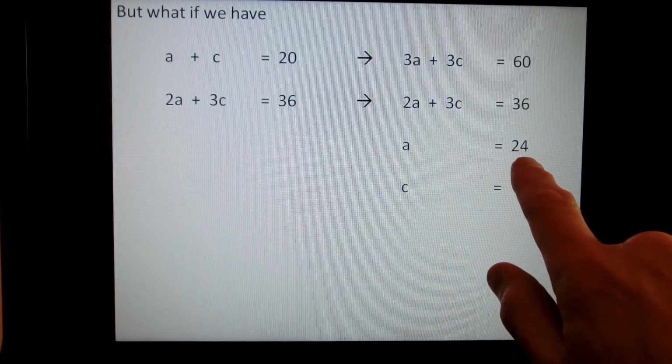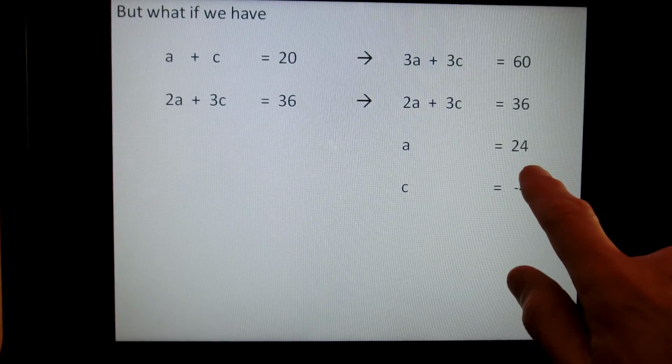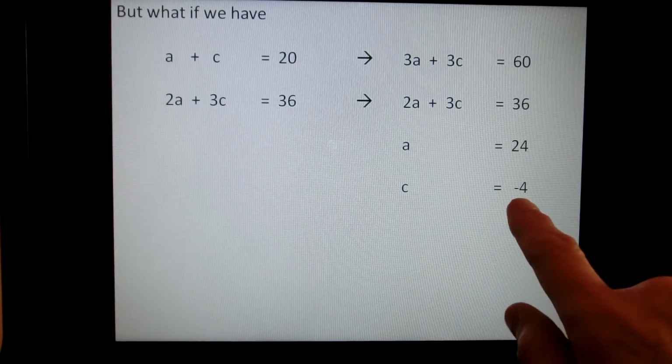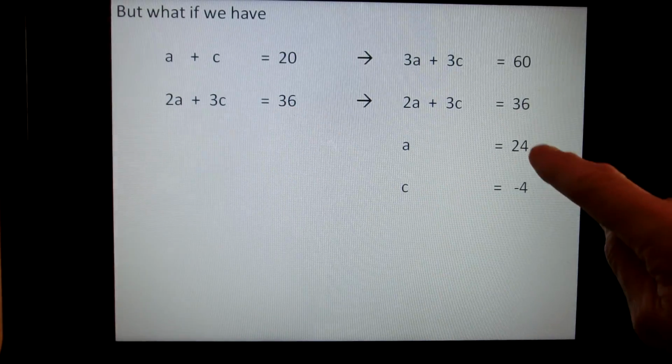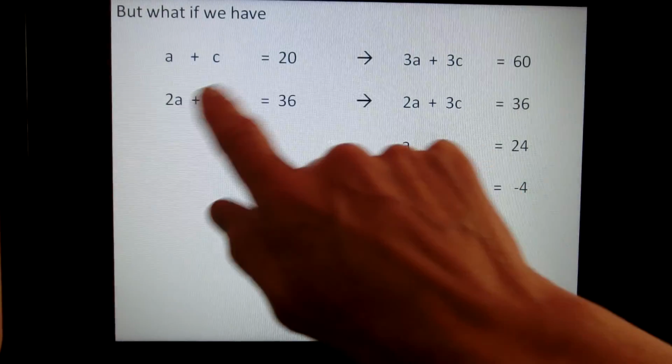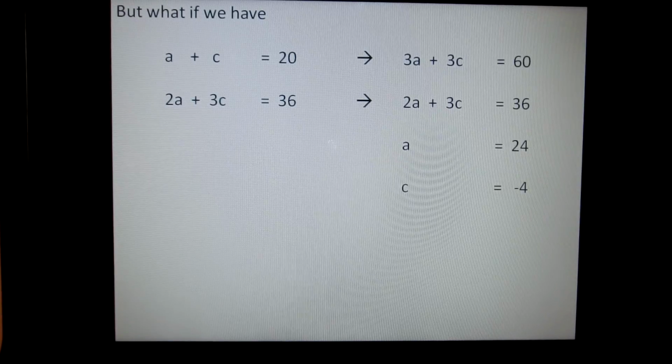2 lots of 24 is 48. That would be -12. 48 plus -12 is 36. These 2 values fit with this relationship and with this at the same time.